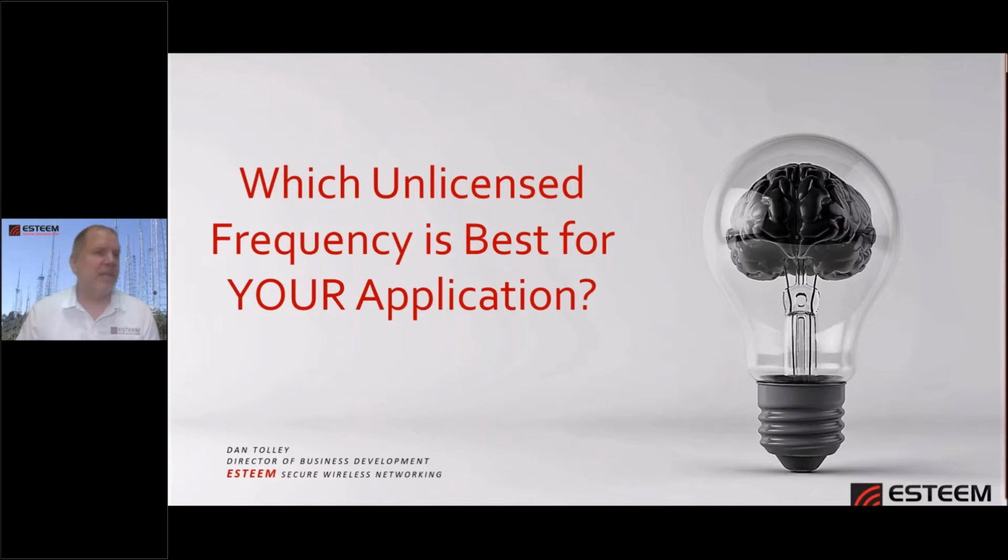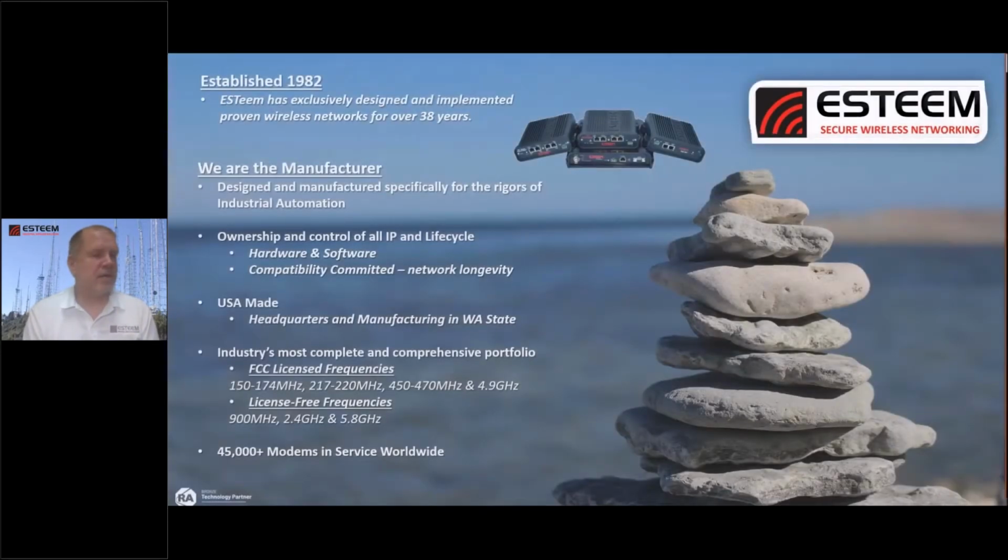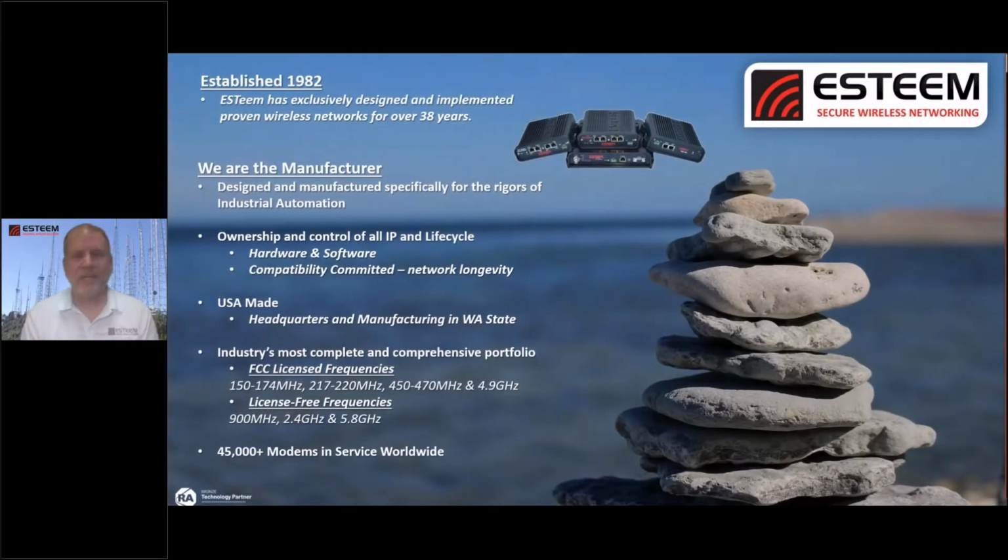Just to get everybody up to speed on who Esteem is, we've been around since 1982, when we were incorporated, went public in order to take an idea and turn it from paper into a product. It's been over 38 years now that we've been doing this, and we're the manufacturer, and this is all that we do. We design and manufacture specifically for the rigors and hardships of the conditions in industrial automation.